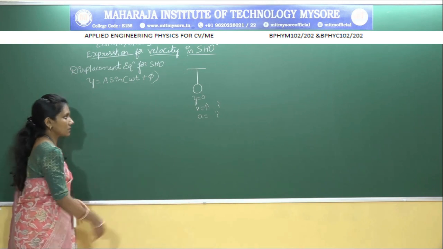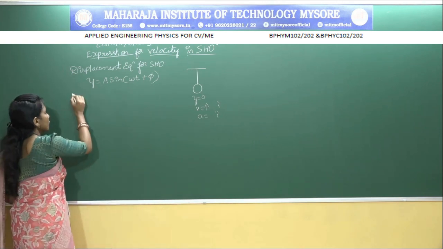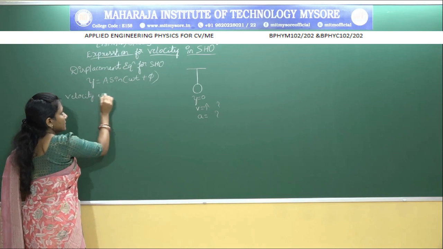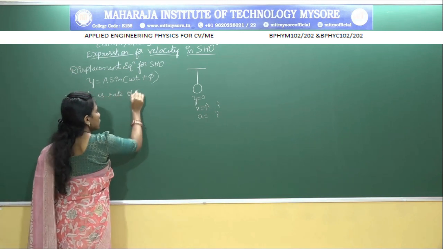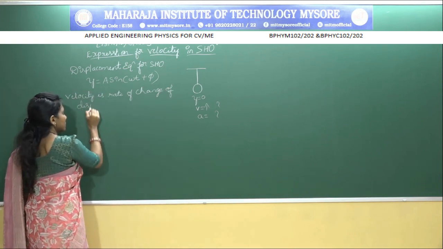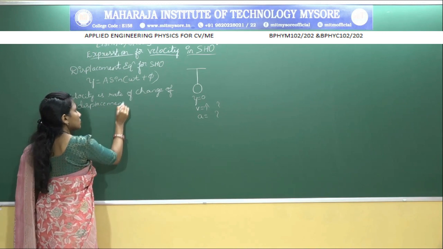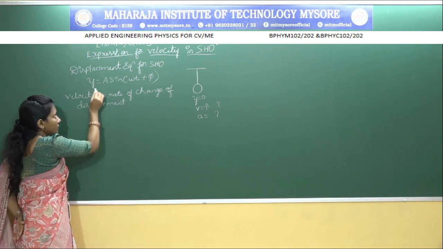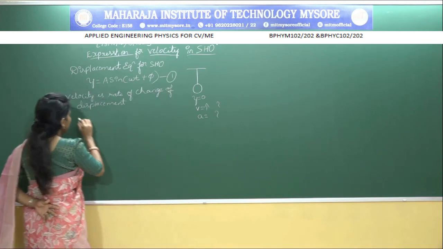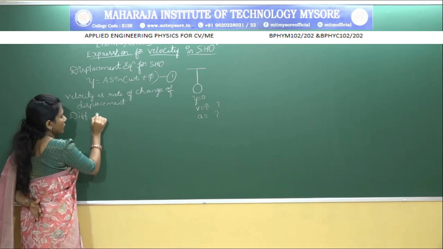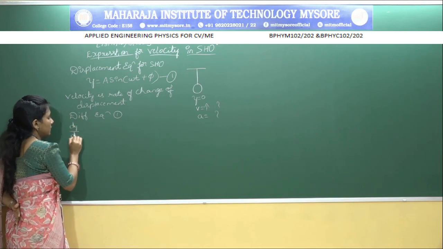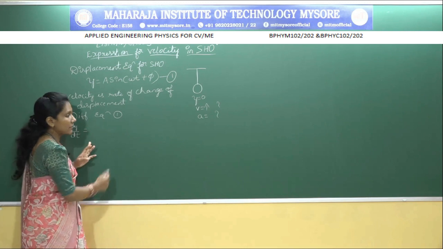So, what is velocity? We know it is the rate of change of displacement. Therefore, we have to differentiate this equation. Name it as equation 1. Now differentiate equation 1. Then what do we get? dy by dt, so with respect to t we have to differentiate.